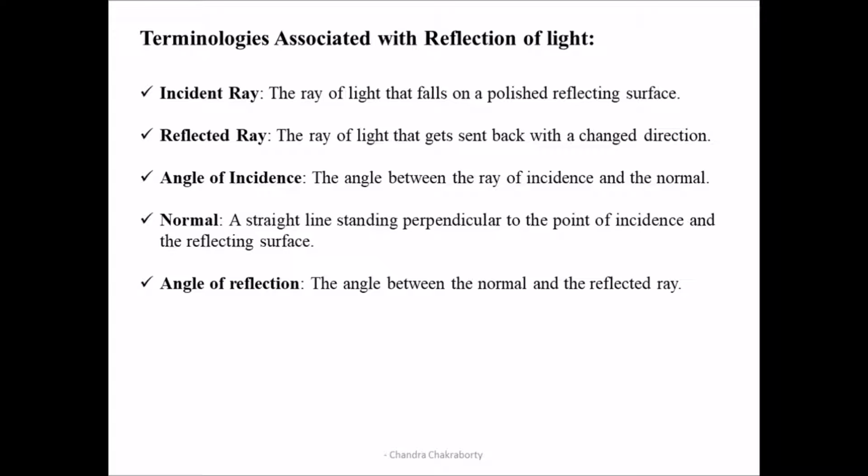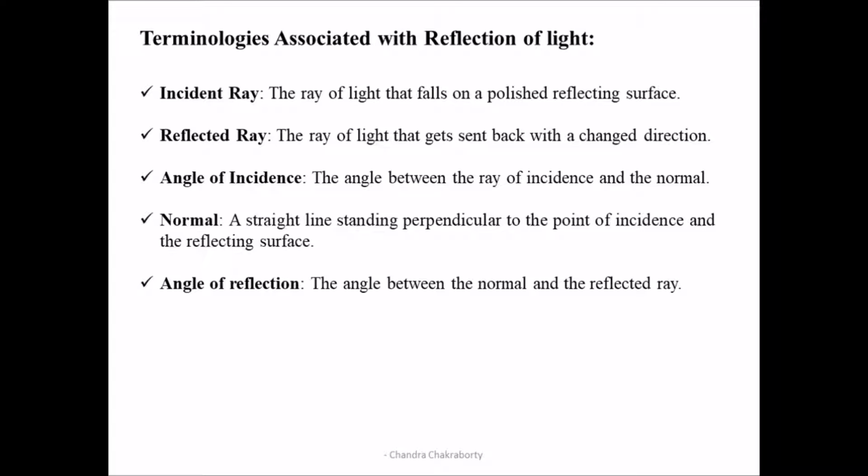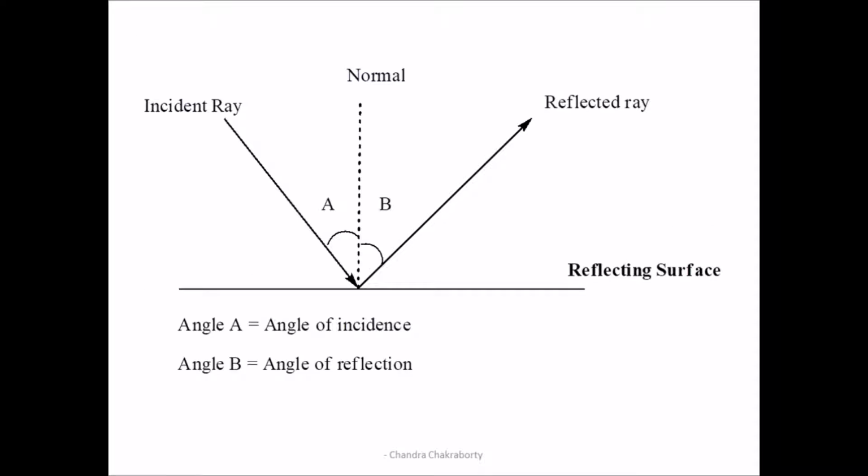Normal. A straight line that stands perpendicular to the point of incidence and the reflecting surface is called normal. Here you can see the dotted line represents the normal which stands perpendicular to the reflecting surface. Next comes angle of reflection. The angle between the normal and the reflected ray is called angle of reflection. Here, angle B represents the angle between normal and the reflected ray, and it is called the angle of reflection.